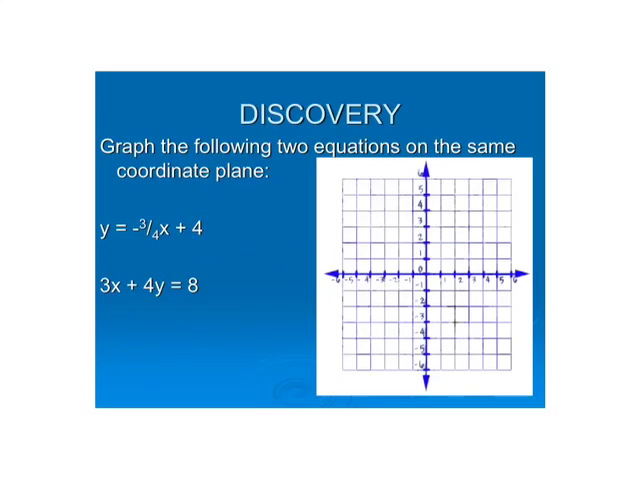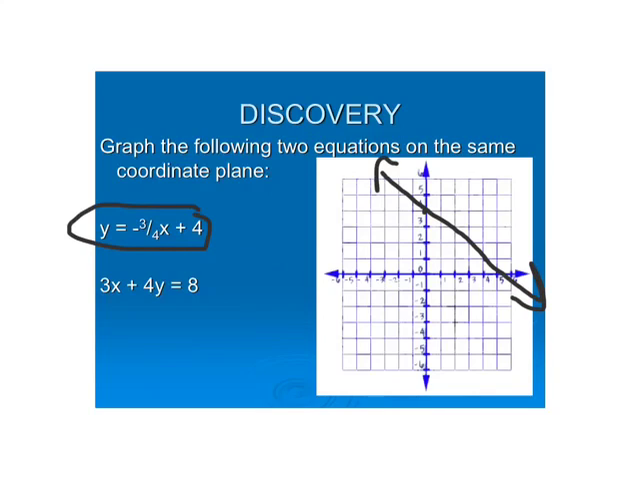Let's jump into this with a little discovery. Here we're asked to graph the following two equations on the same coordinate plane. So I'm going to go ahead and graph equation number 1. Equation number 1 has a y-intercept of positive 4 and a slope of negative 3/4. So I'm going to go down 3, right 4. Draw my line.